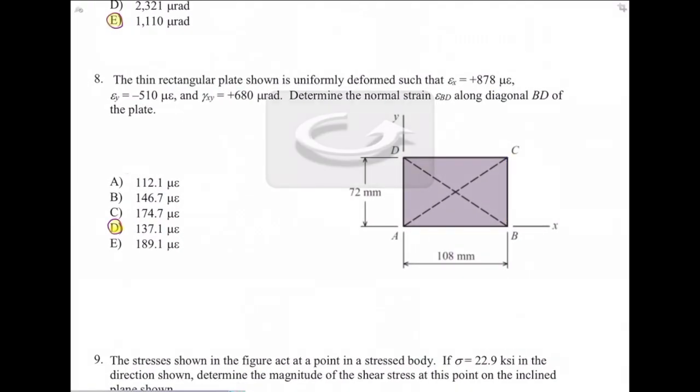Question number 8 is kind of similar to the concept that we discussed. In that problem, we discussed stresses. Here we discuss strain, but following the same concept. A thin rectangular plate that is shown here is uniformly deformed such that epsilon x is 878, epsilon y is negative 510, and gamma xy is 680. Determine normal strain along the BD plate.